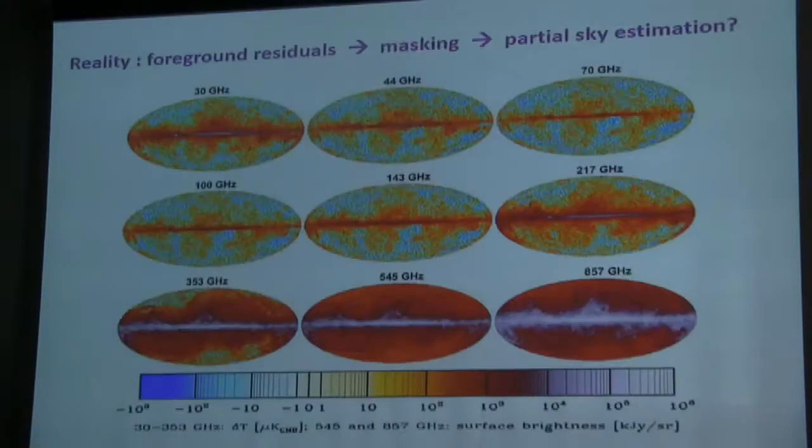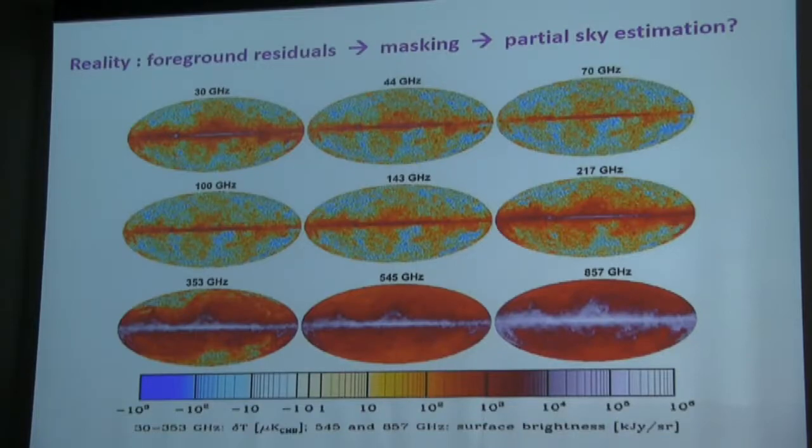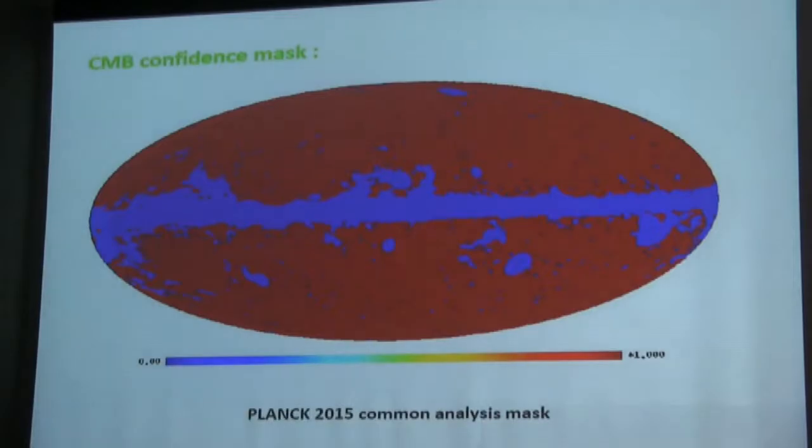But that is not the real sky. In reality, we don't have sunshine and rainbows. We have these foregrounds, and you have to do what is called masking, and it is quite ugly. This is the CMB confidence mask, in the sense that the red region is the PLANCK analysis mask, where the CMB signal was deemed reliable, and the blue region is where they could not trust it. So they have to omit it because the foregrounds will bias your results.